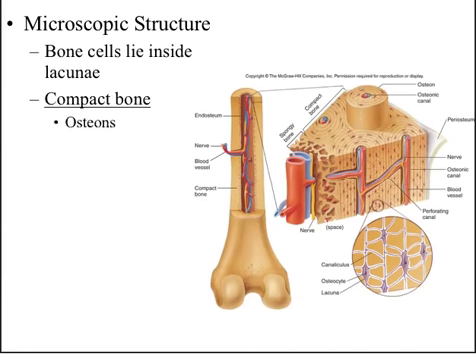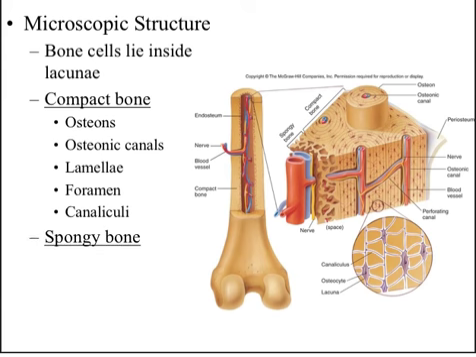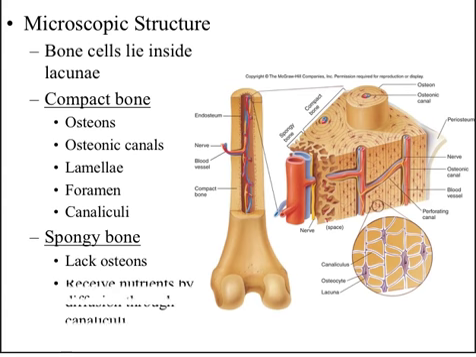So compact bone structural unit is called the osteon. You can see an example of an osteon here. Okay, this whole thing, whole circular cylindrical area is an osteon. The osteonic canals and the lamellae are the major features, and there are also foramina that run through the osteons and canaliculi, which connect the osteocytes with each other. Spongy bone, by contrast, does not have an osteon structure. It gets nutrients by diffusion through the canaliculi, as do the osteocytes that are present in compact bone.